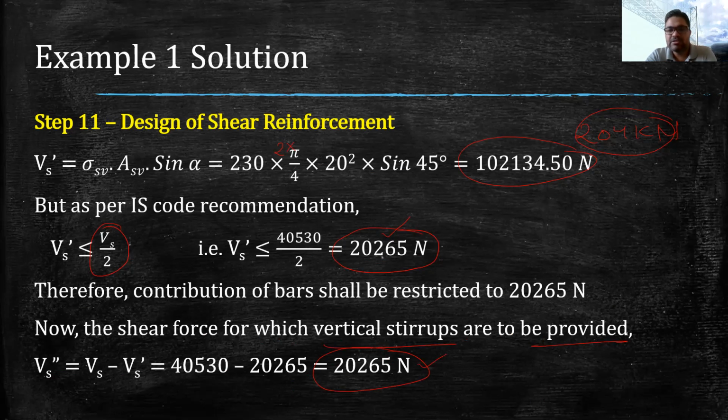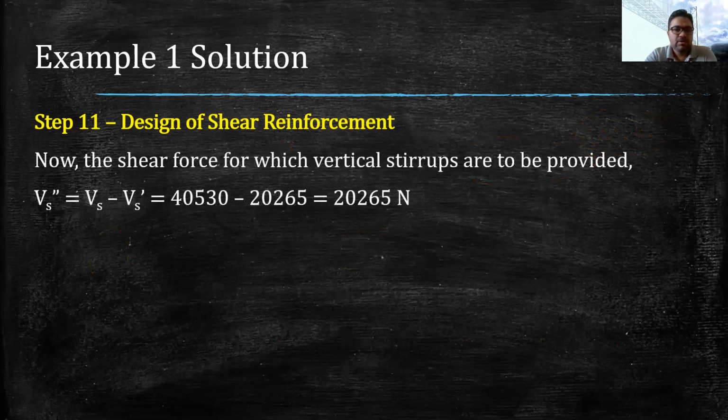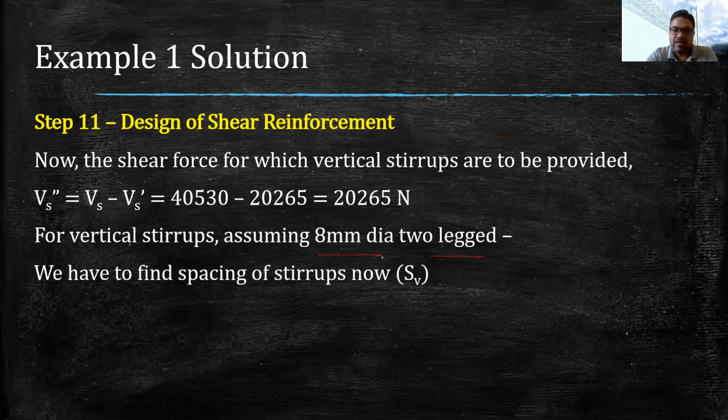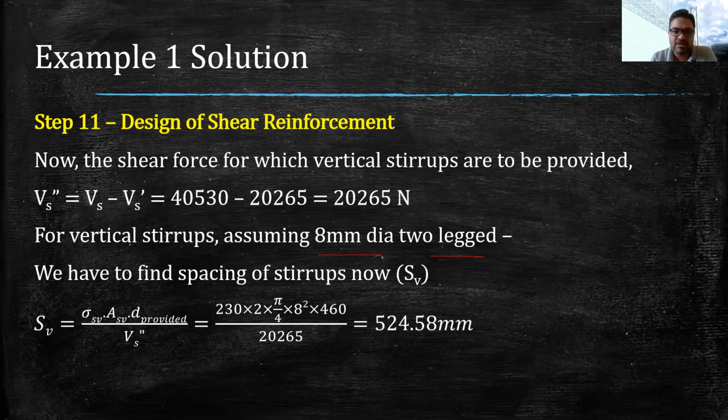In the shear stirrups, first we will assume the diameter of stirrups and then find out the spacing of the stirrups. That is the thing that we need to find out. For vertical stirrups, we will assume 8 mm diameter, two-legged. Once we assume the diameter and the legs of the stirrups, we will find out the spacing. Spacing can be calculated by the formula mentioned in the IS code in Annexure B. You can refer to Annexure B. I will not be showing it because I have already explained the process in lecture 11, so you can refer to that if it is not clear to you. SV is calculated by this formula.